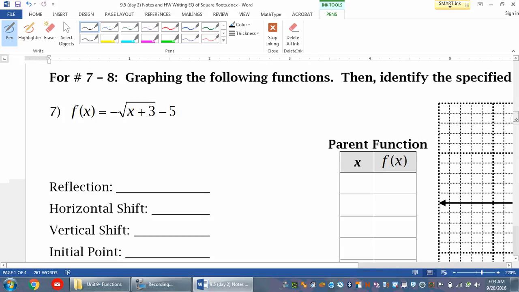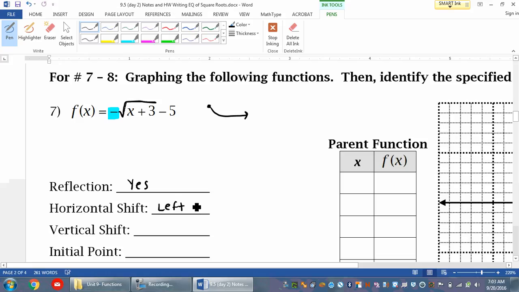All right, so the first part is we're just going to graph the different functions, and then we're going to identify the specific parts of them. The first thing you should notice is you see the square root part, and you know you're dealing with an eyebrow, but you also see a negative part. So I have an eyebrow that's going down. So is there a reflection? Yes. What's the horizontal? Since plus 3, left 3. Minus 5 means down 5.